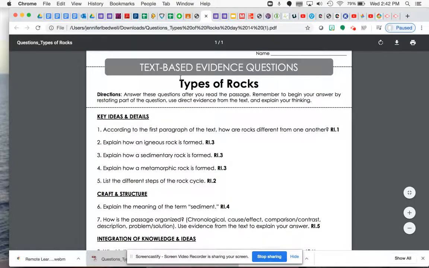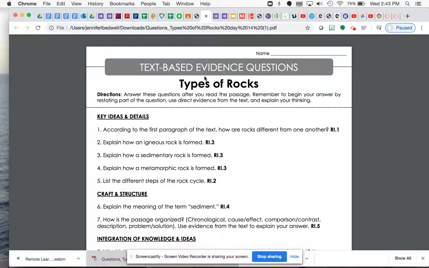Now, this is a text-based evidence assignment, so it's really important that you are always going back to the text to search for your answers. So the directions say, answer these questions after, well, we're going to do it before you read the passage, and remember to begin your answer by restating part of the question. Use direct evidence from the text and explain your thinking. Very similar to what we do in language arts all the time. We restate the question and we make sure that when we answer the question, we give it that direct evidence.